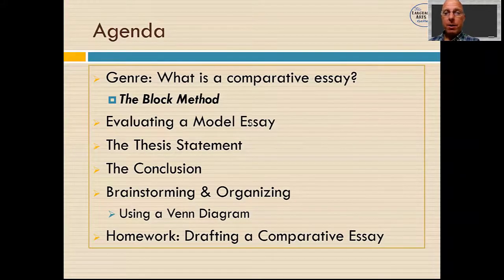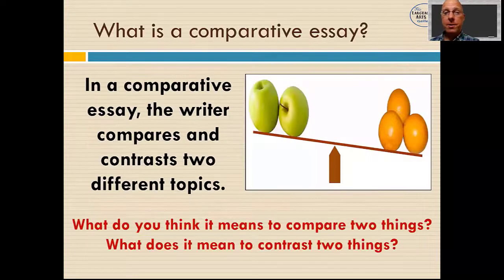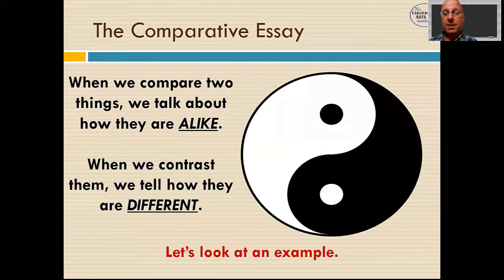So we're going to talk about what the block method is. We're going to look at this model essay, and we'll talk a little bit about how this essay has the same rhetorical features of all academic writing. And we'll go over some strategies that you can use when you're brainstorming with your students. So what does a comparative essay do? Well, it compares and contrasts two things. When we compare two things, we're talking about the similarities. And when we contrast them, we're talking about the differences.